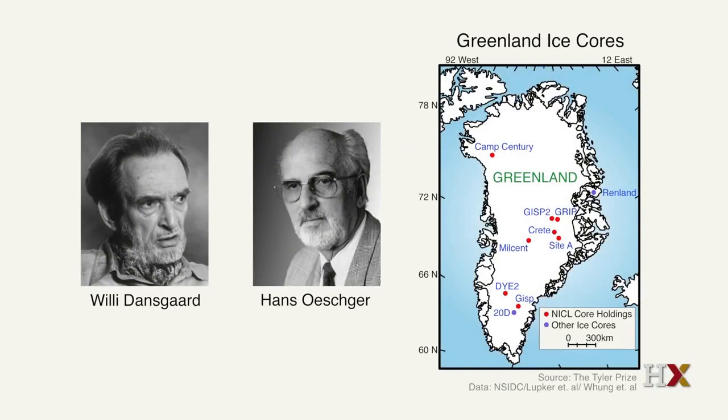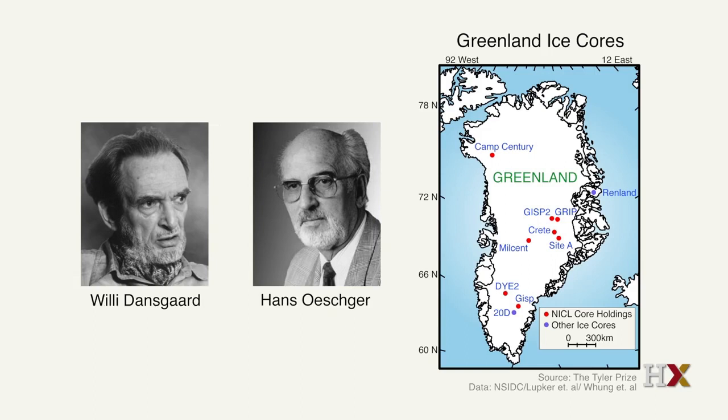Some of the first work was done in Greenland. There were two great scientists who pioneered this work. One was Willy Dansgaard, and the other was Hans Oeschger. And they were responsible for the big Greenland drilling program, of course, all over Greenland on the ice sheet there, and that has told us a lot about the evolution of atmospheric CO2 over the last 100,000 years.